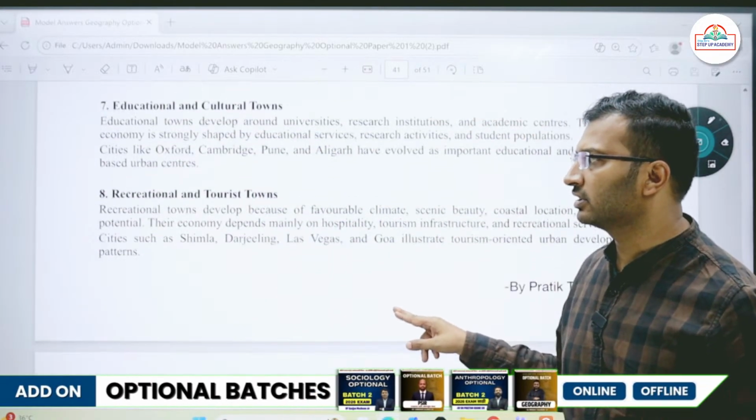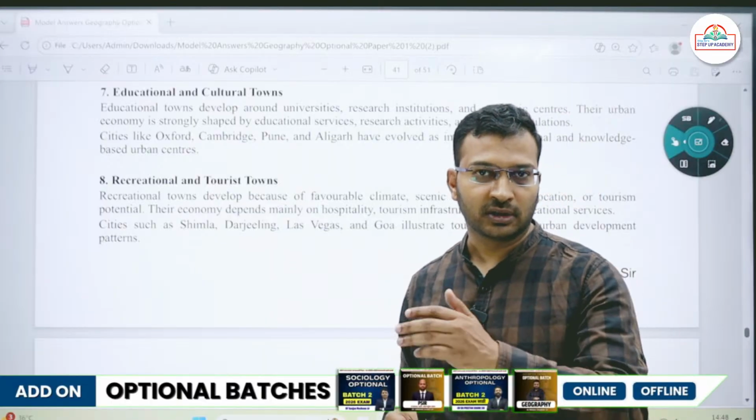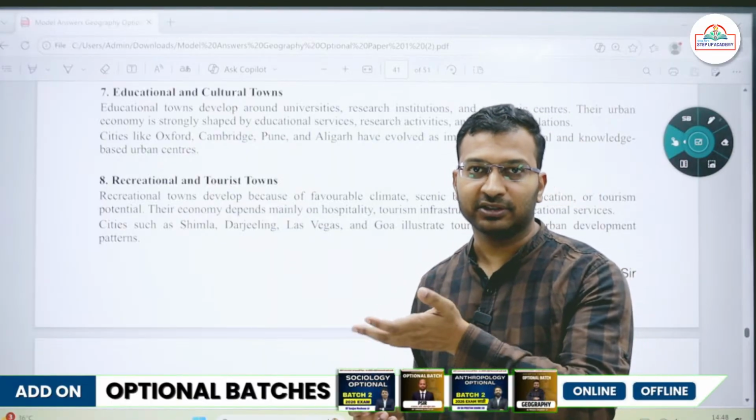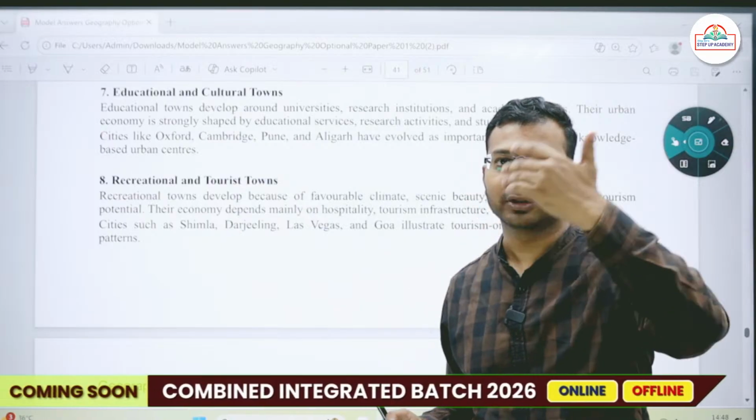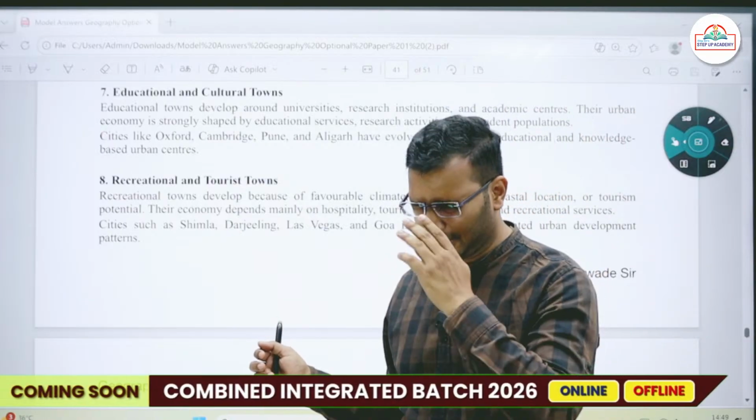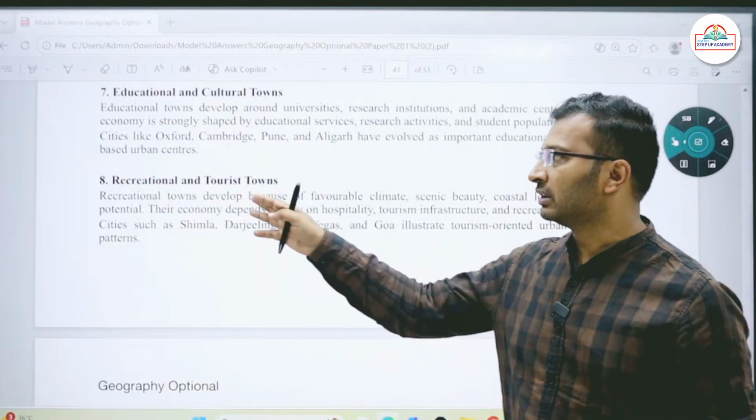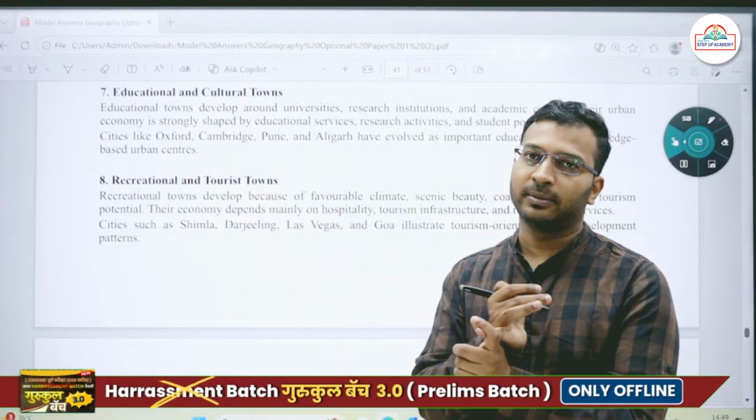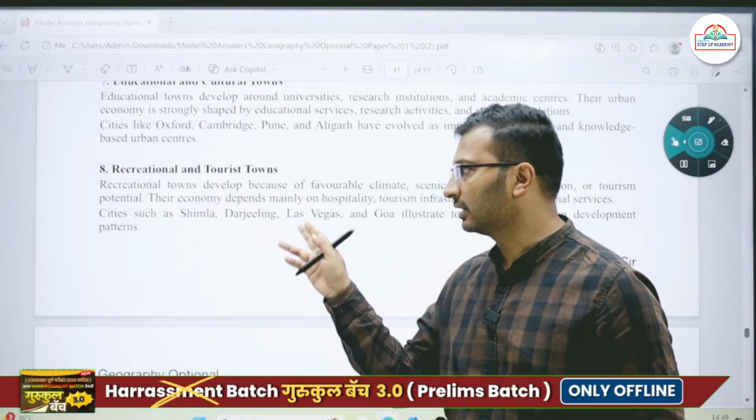Then there are recreational and tourist towns. Nowadays, because of the increasing temperature in the summer season, most of the tourist places that we find in India are in Himachal, in the Himalayan areas. So the recreational and tourist towns present are Shimla. You can talk about Darjeeling.